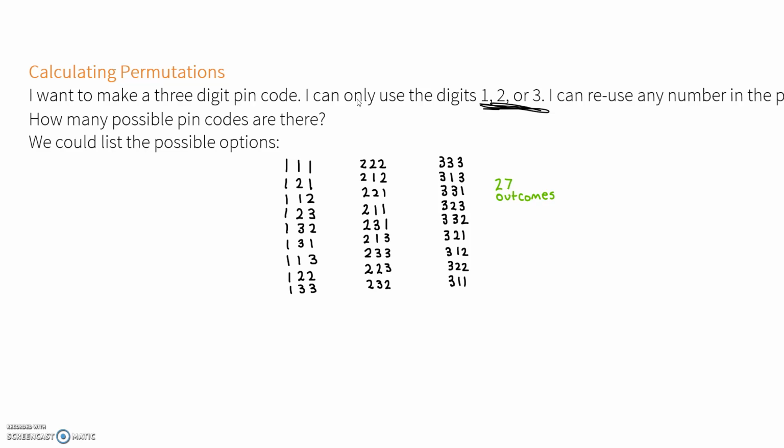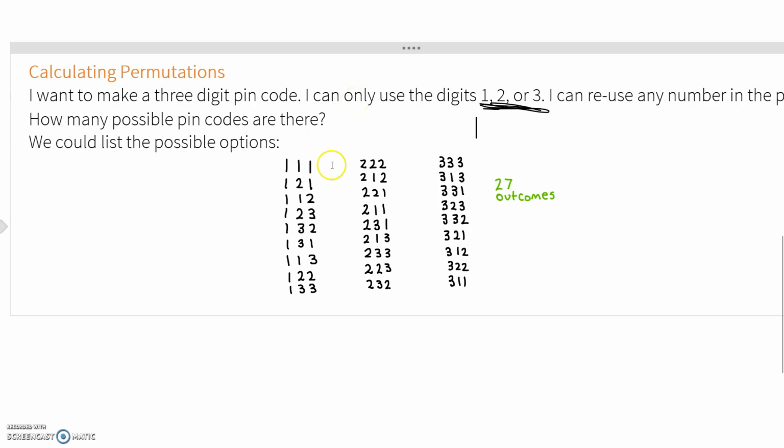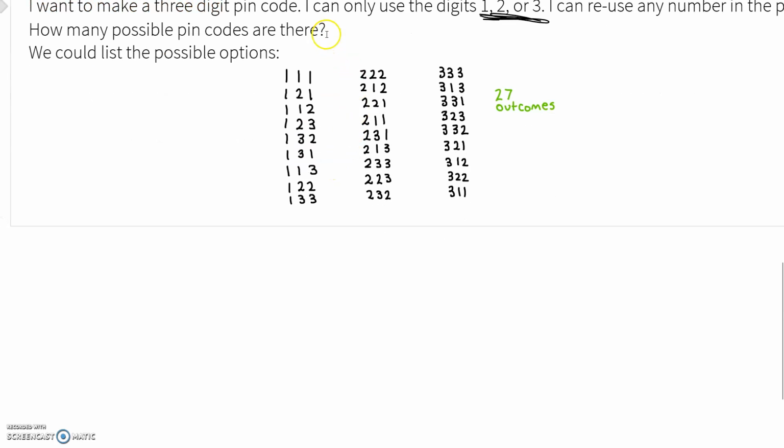This is a pretty small one. If you tried to list every single outcome for larger ones, you would be here until the end of your life. You would be writing down permutations forever. So we're going to look at some more efficient ways to calculate these. And let's apply it to this PIN number thing.